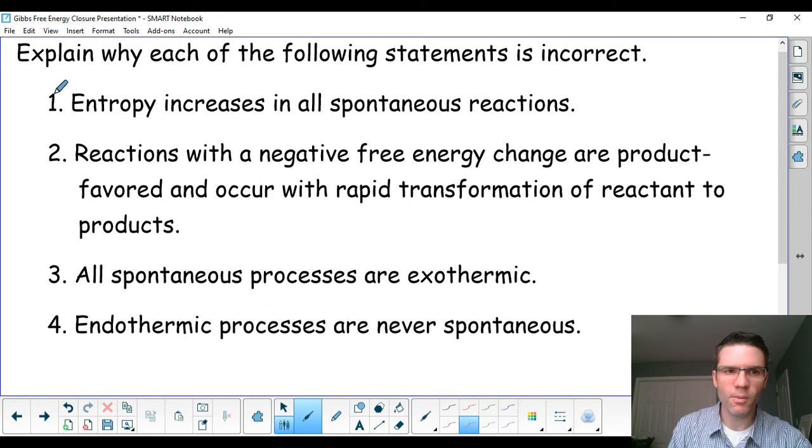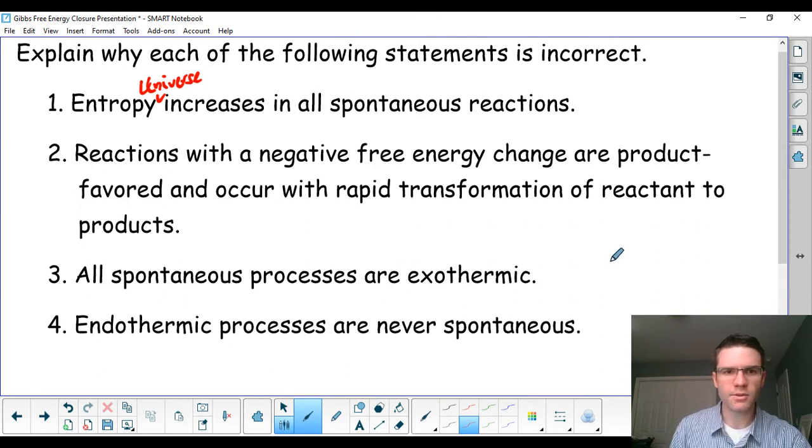Hopefully you got this for number 1. Entropy increases in all spontaneous reactions. It's incorrect because it's not the entropy of just the reaction. You'd have to say entropy of the universe. If you said entropy of the universe here, then this would be a correct statement: all spontaneous reactions have an increase in entropy of the universe.